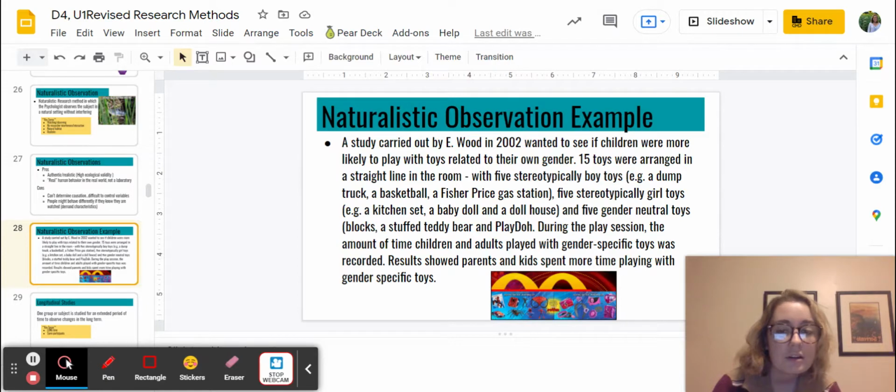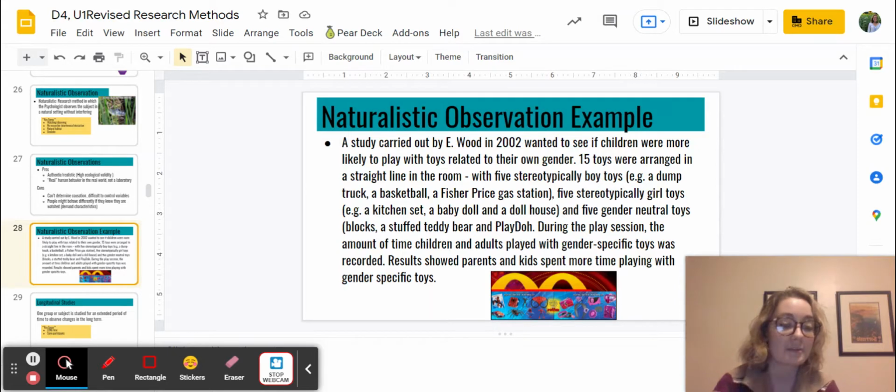They had 15 toys in a straight line in a room, 5 stereotypically boy toys, 5 stereotypically girl toys, and then 5 kind of gender neutral toys. During the play section, they watched the children and looked at the amount of time the kids and adults played with gender specific toys, and recorded that down. And the results showed that parents and kids spent more time playing with gender specific toys.